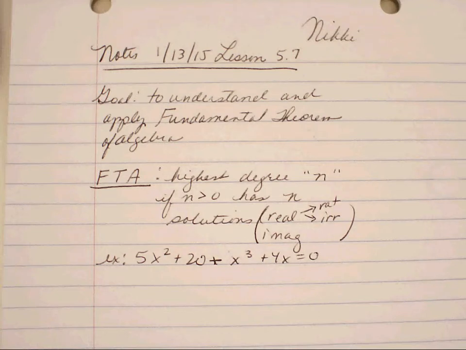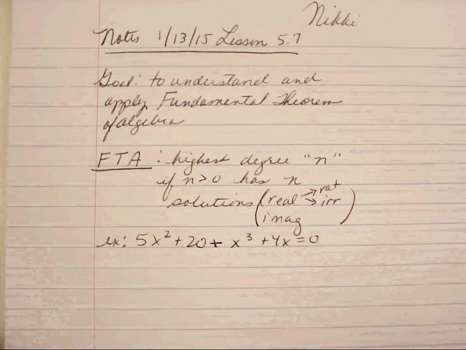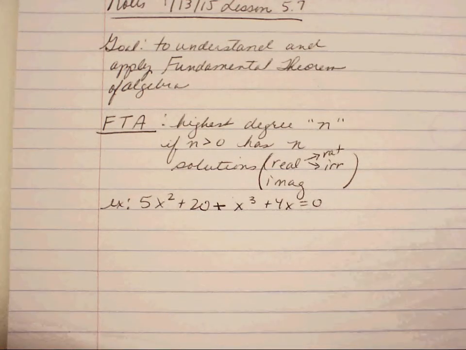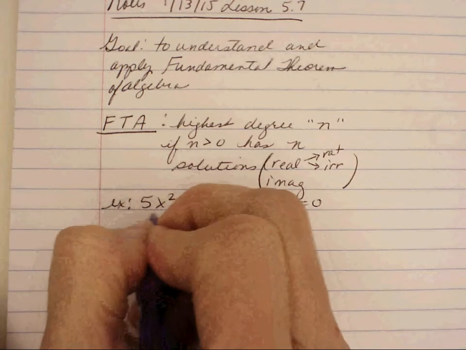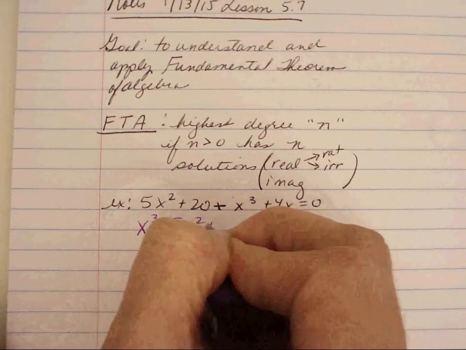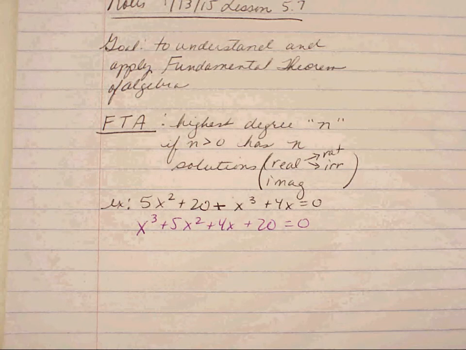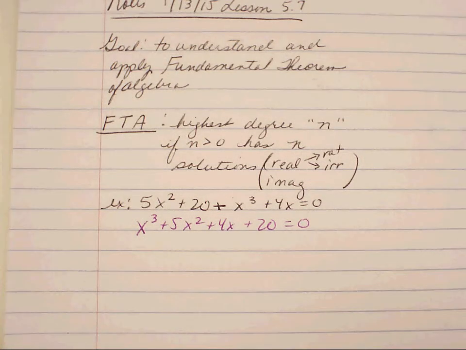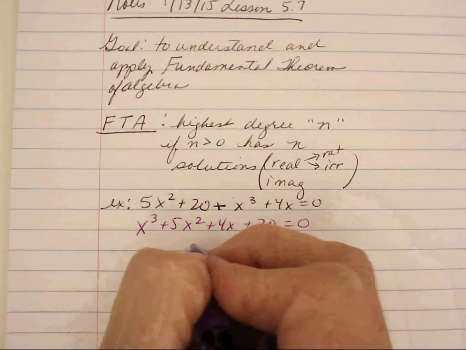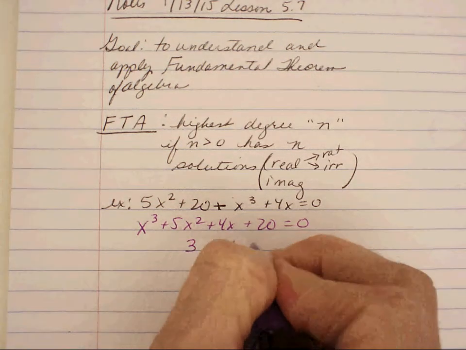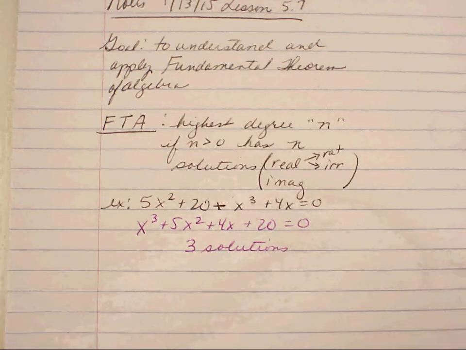All right, so we have our first polynomial, 5x squared plus 20 plus x cubed plus 4x. What's the first thing wrong with it that we've worked on in the past weeks? Not in descending order, so let's put it in descending order. What is the highest exponent in the list? Good, x equals 3. Thank you, Bryce. So that means we have approximately 3 solutions.